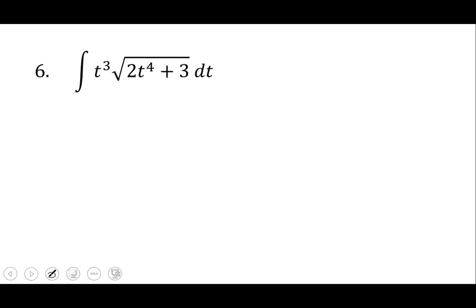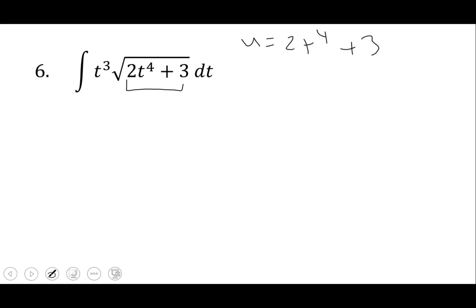Our final problem for this lesson is number 6. Notice that instead of x's, it's t's. It doesn't matter what the original variable is. The idea of u substitution is you're always going to change it to u's, and then you're always going to go back to the original variable in the end. So from here, go ahead and identify the u, which would be the innermost function. So u is equal to 2t to the fourth plus 3.